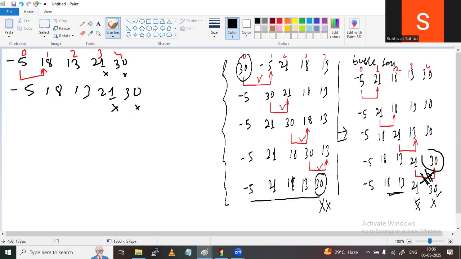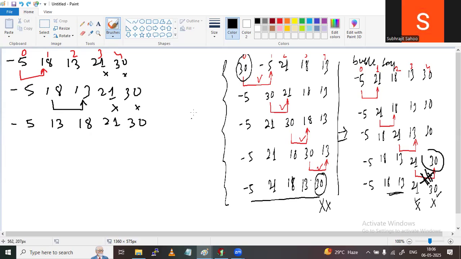I will not consider these two. Okay, I was forgetting. No problem. Now I will compare 18 with 13, and 18 with 30. Sir, is it required to swap? Yes, it is required to swap. Minus 5, 13, 18, 21, 30. Now, after that, it is not required to check with 21, because I told you I will ignore this one, right? So already it is sorted: minus 5, 13, 18, 21, 30.